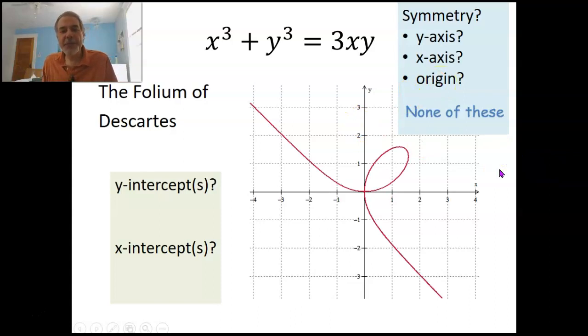And what about intercepts? Well, there's only one point where it touches either of the axes. It touches both of them at the same time right there at the origin. So the y-intercept and the x-intercept are both (0, 0).